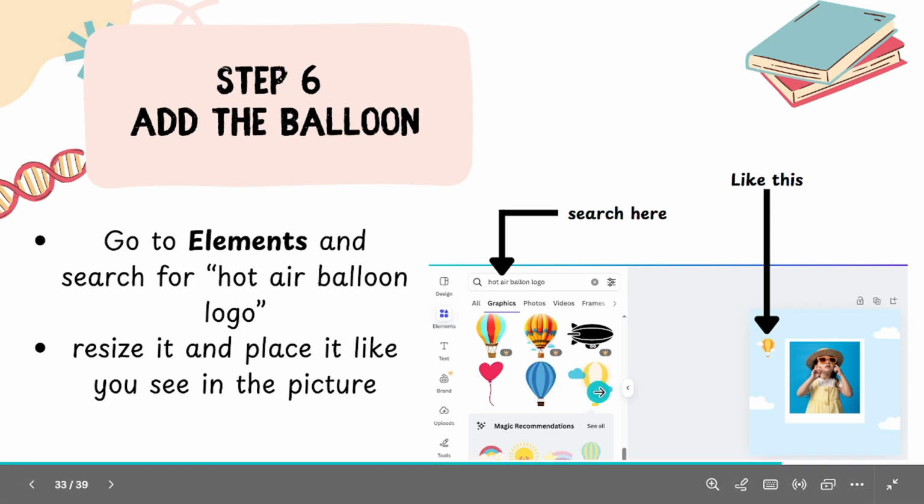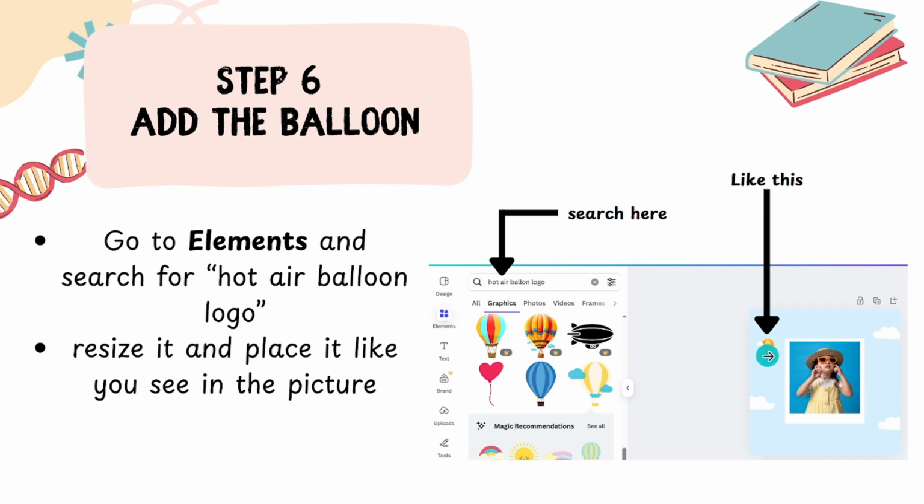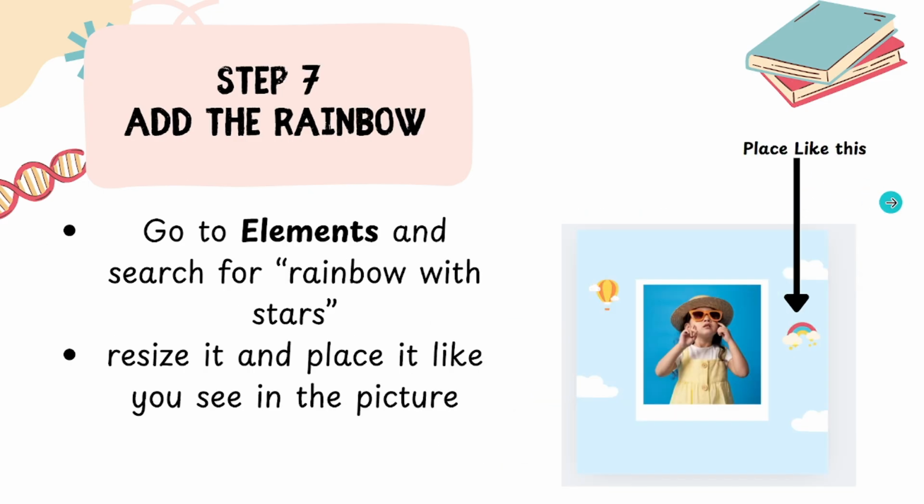So the one I use right here, and then you just scale it down a bit and put it right here. The next one is to add the rainbow. Go to elements again and search for rainbow with stars. Resize it and place it like you see right here in the picture.